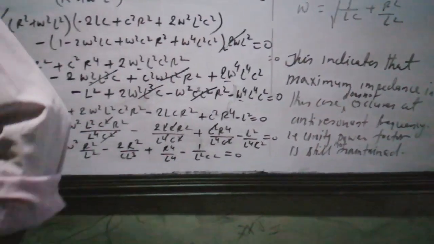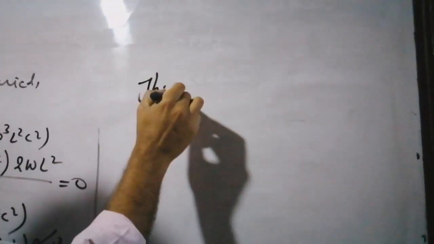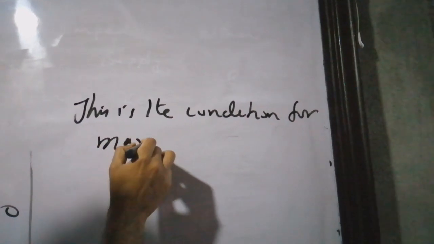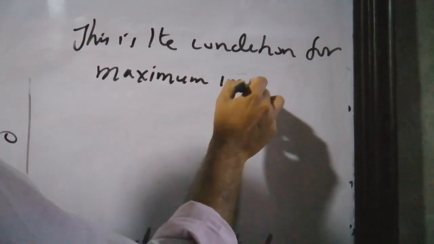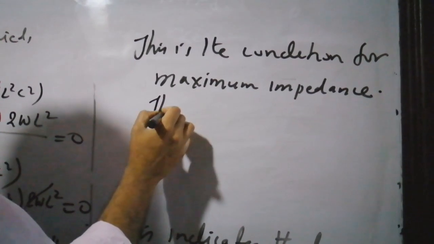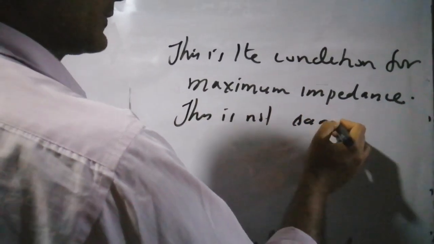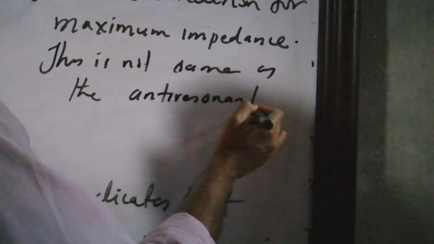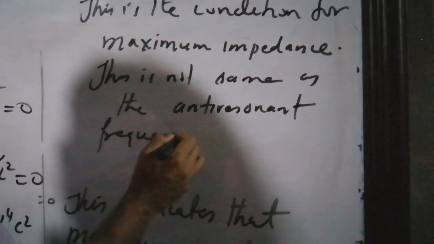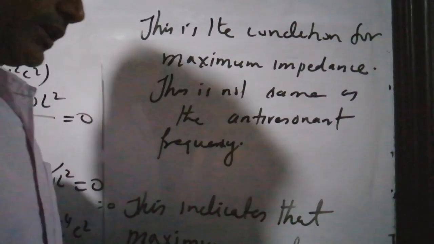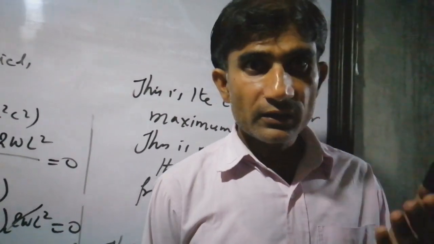This is the condition for maximum impedance. And of course this is not the same as the anti-resonant frequency. It means if we vary the frequency, the impedance will not be maximum when there is a resonant frequency.